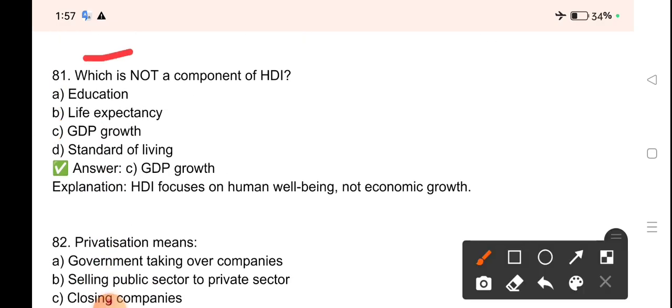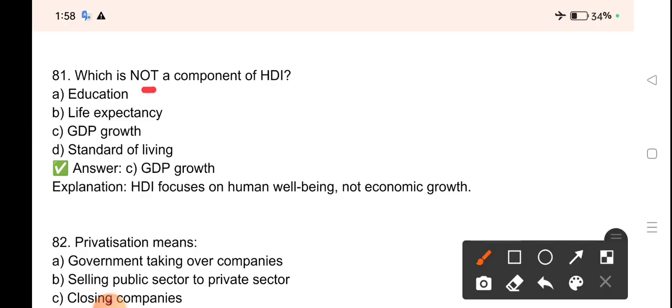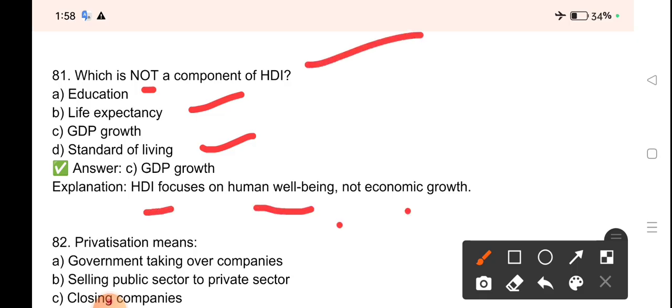Which is not a component of HDI? Education, life expectancy, GDP growth, standard of living. GDP growth is not a component of HDI, but education, life expectancy, and standard of living are components of HDI. HDI focuses on human well-being, not economic growth.